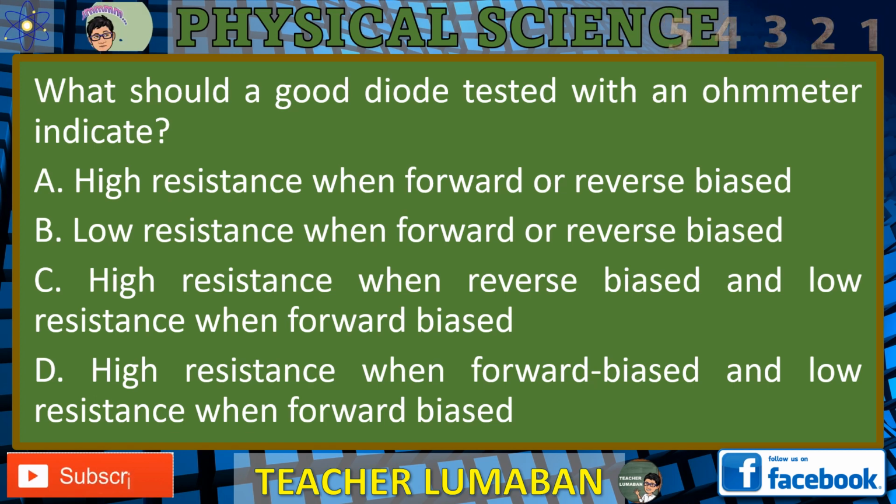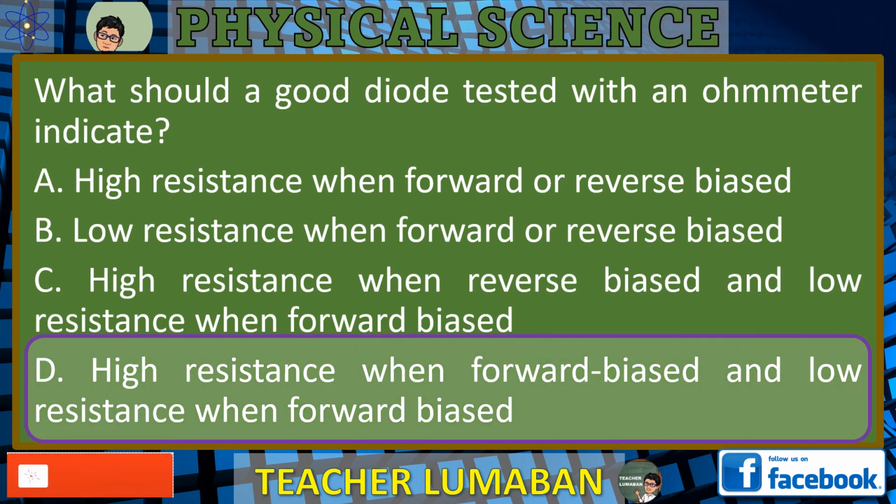A good diode, when tested with an ohmmeter, should indicate option D, high resistance when reverse biased and low resistance when forward biased. Ang isang mahusay na diode, kapag sinubukan gamit ang isang ohmmeter, ay dapat magpahiwatig ng option D, mataas na resistensya kapag reverse biased at mababang resistensya kapag forward biased.